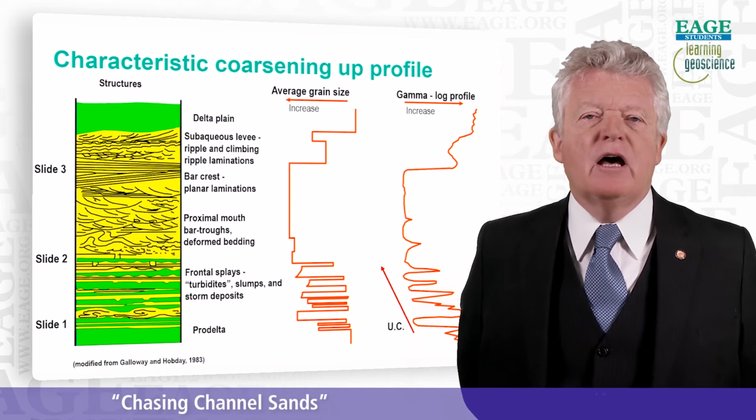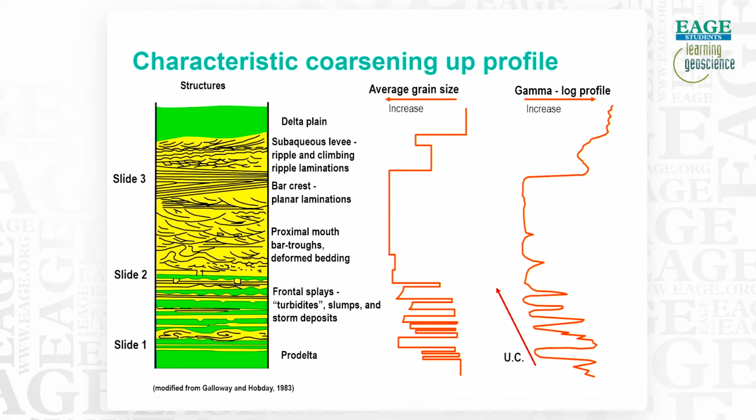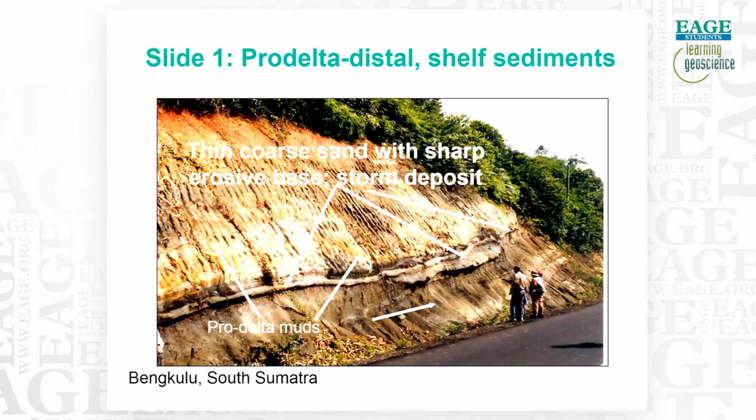and let's look at that coarsening up sequence at outcrops. And you can see there, slides 1, 2, and 3. Let's visit outcrops that show you nicely the prodelta slope sediments, the coarsening up as one moves through the lower to the upper shoreface facies, until the upper shoreface and the distributary channels at the top.